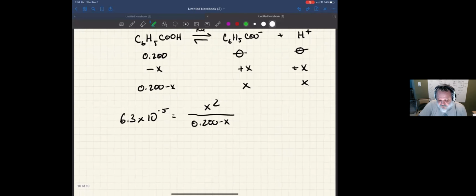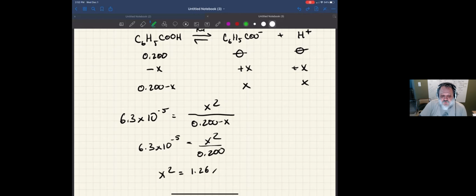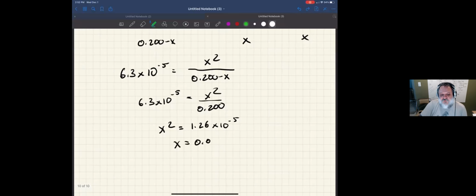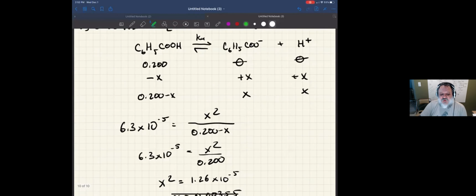Now, let's see if our assumption works. Let's assume that x is small, so we can simplify this to 6.3 times 10 to the negative fifth equals x squared over 0.2. What I get then is x squared equals 1.26 times 10 to the negative fifth. Taking the square root of both sides, I get x equals 0.00355. And so x is pretty small compared to 0.2. It's less than 3%, so we can say that our assumption is valid. If I take the negative log of that concentration, I get 2.45 as the pH.